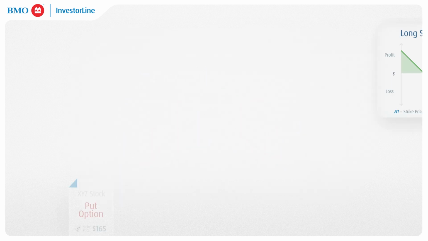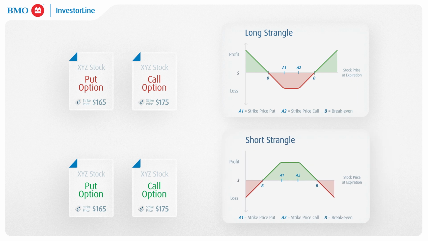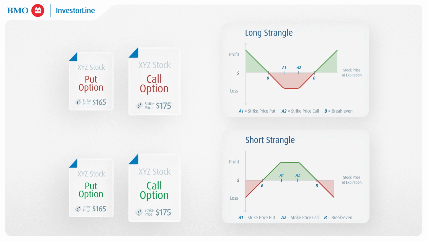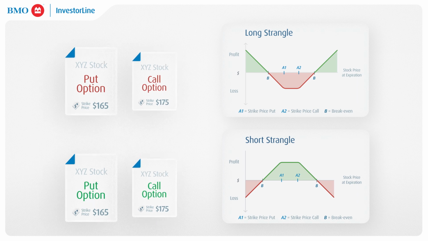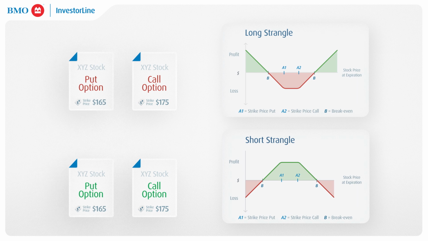Now let's switch over to strangles, which is a similar strategy to straddles, just with strike prices that are wider apart. Strangles are constructed by simultaneously buying or selling an out-of-the-money call and out-of-the-money put on the same underlying, where the put strike is lower than the call strike, and they both have the same expiration date.